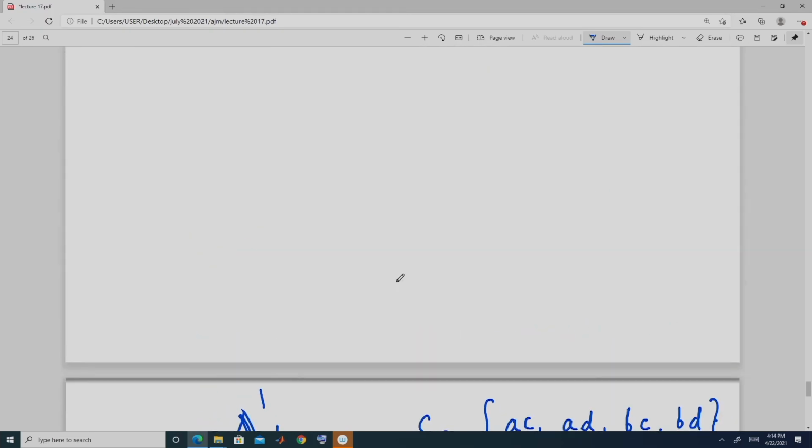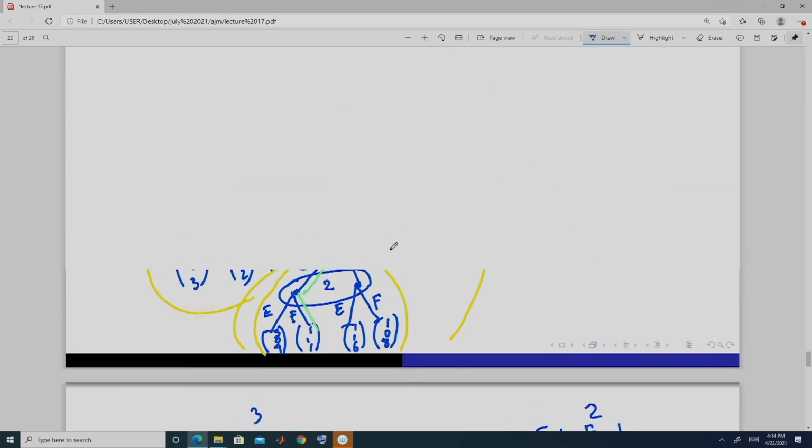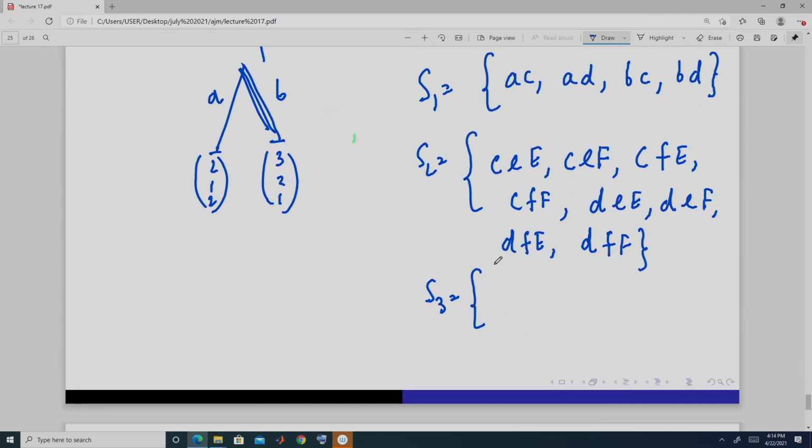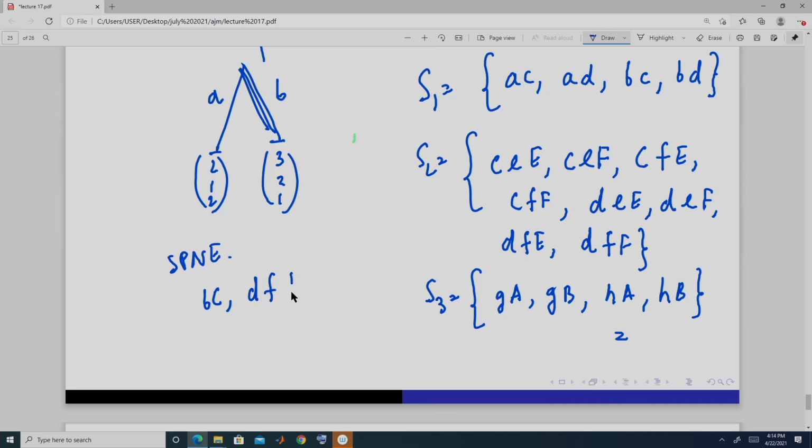For player 3, we have 2 nodes, one is here and another is here. So, for player 3 it is GA, GB, HA, HB. From this we know what is going to be the subgame perfect Nash equilibrium. It is BC for player 1, DFF, HA. So, this is actually subgame perfect.